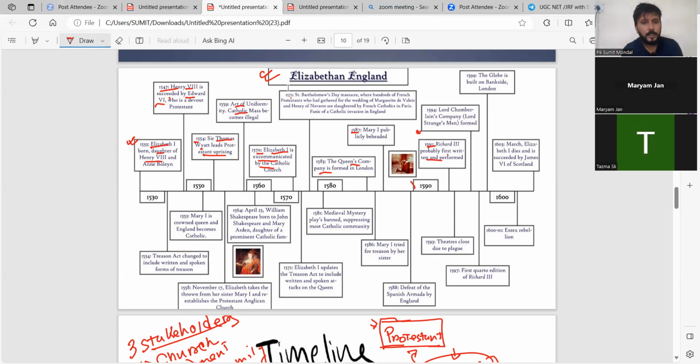Here also you can find that 1553, Mary I is crowned queen, and later she was beheaded. Okay. Here you can find 1586, Mary I tried for treason for her sister and obviously beheaded. Who was the sister? Elizabeth I. Okay. And you can find the dominations of Elizabeth I's kingdom.